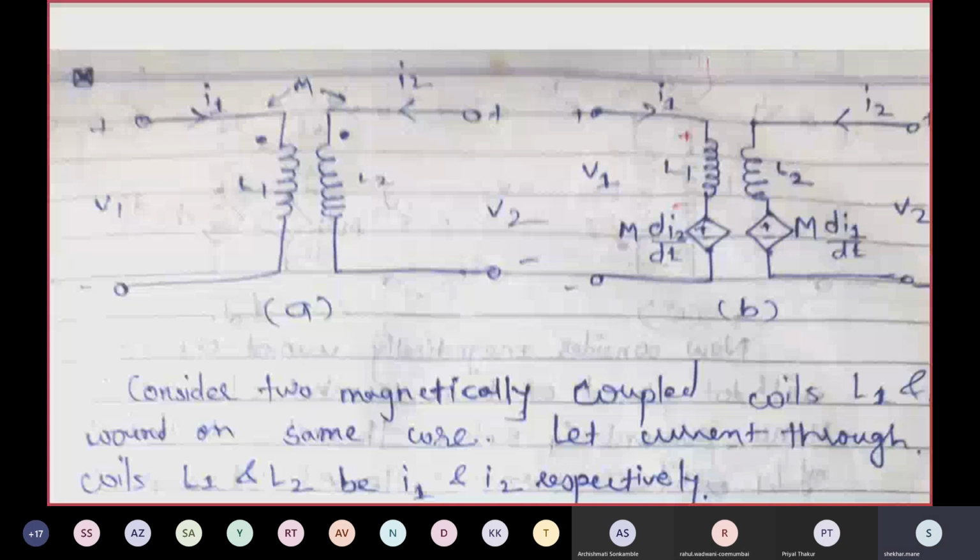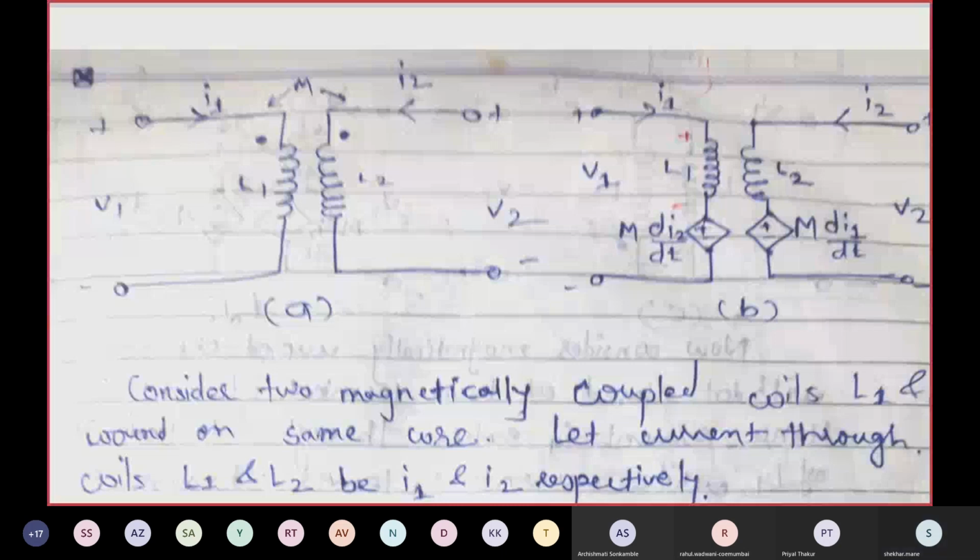Now in coil 1, current I1 is entering into the dot, and current I2 is also entering into the dot. It means in both the coils current is entering into the dot, means current is in the same direction. That's why the polarity of mutually induced EMF is same as the self-induced EMF. That's why it gets added into the self-induced EMF.